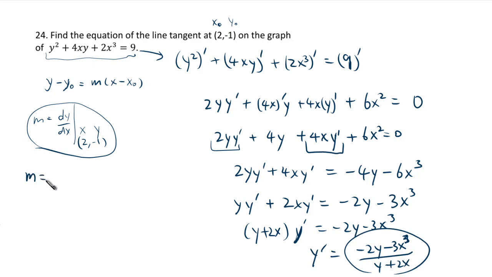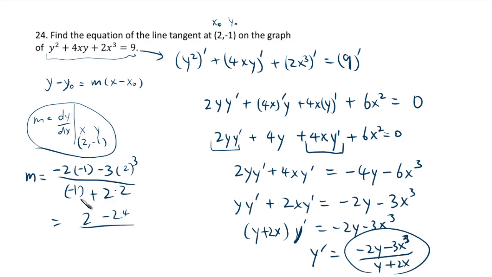So the slope would be negative 2 times what? Y is negative 1. You plug in negative 1 for y. And then minus 3, and then x is 2. And then y is negative 1 plus 2 times x is 2. So you get 2 minus 3 times 8, that's actually 24. 2 times 2 is 4. 4 plus negative 1, that's positive 3. So you end up with negative 22 over 3.